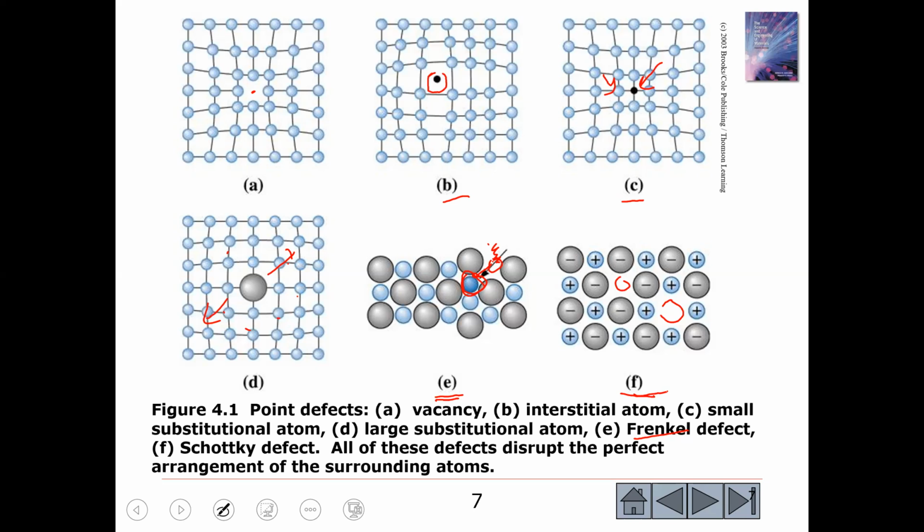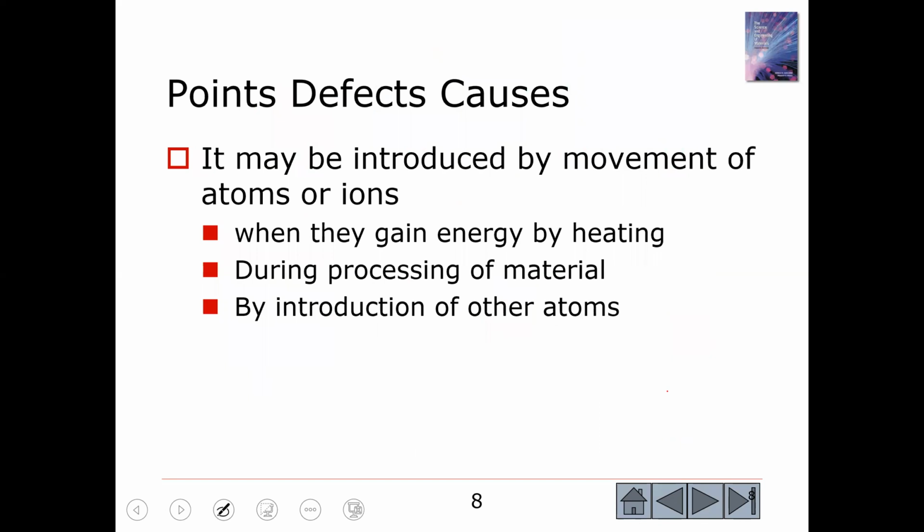All of these defects disrupt the perfect arrangement of the surrounding atoms. So how are point defects caused in a material? They may be introduced by movement of atoms or ions when they gain energy by heating. When you heat the material, the atoms move around. So these point defects can occur inside the material.